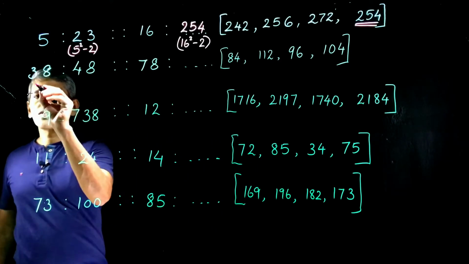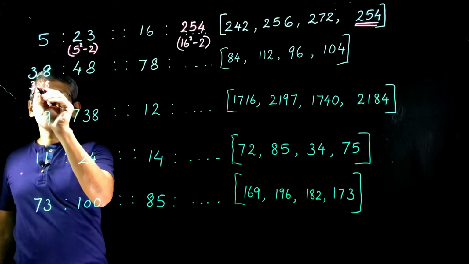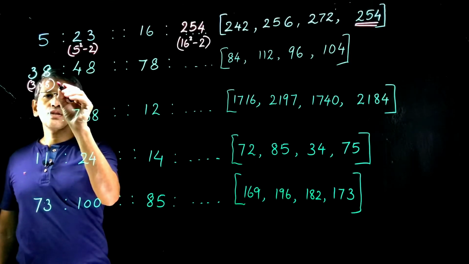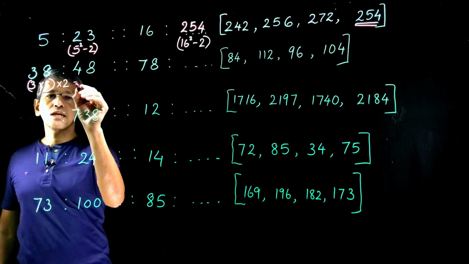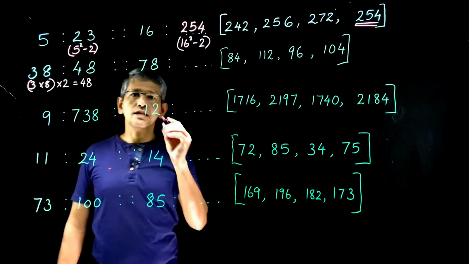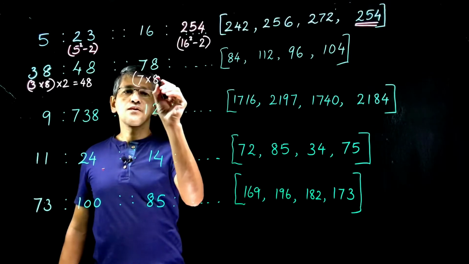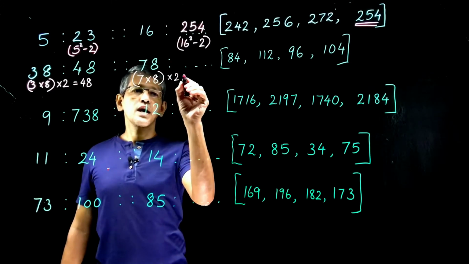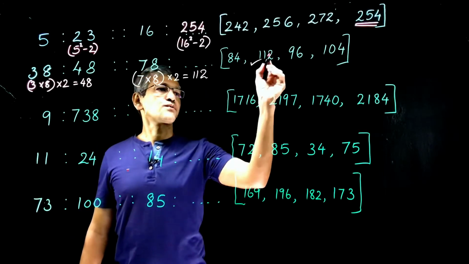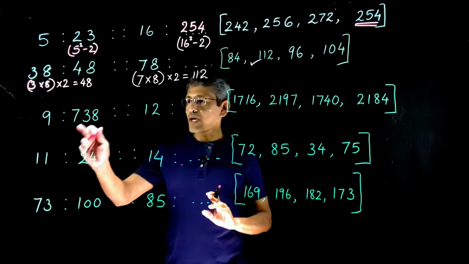So what is it? 3 into 8, that is 24. 24 into 2, that is 48. And you apply the same logic on the right hand side. 7 into 8, 56. 56 into 2, we have 112. So that's the answer we have, 112. Perfectly alright. Now next one.